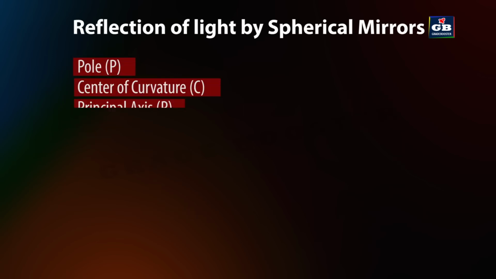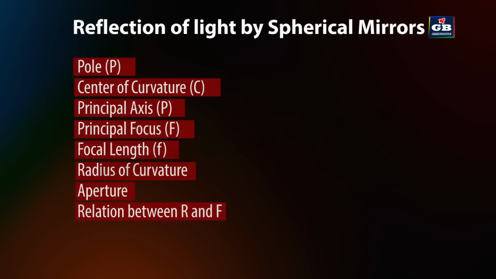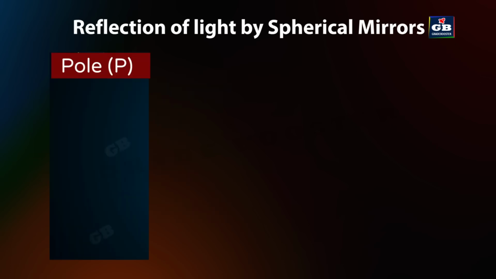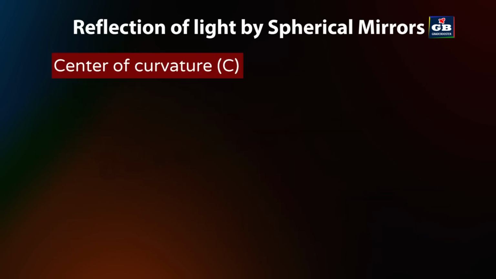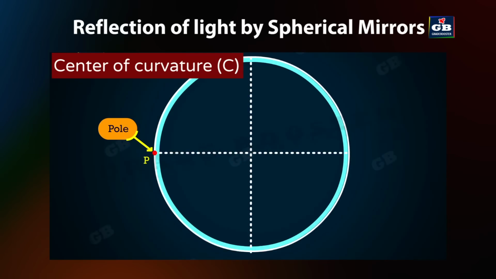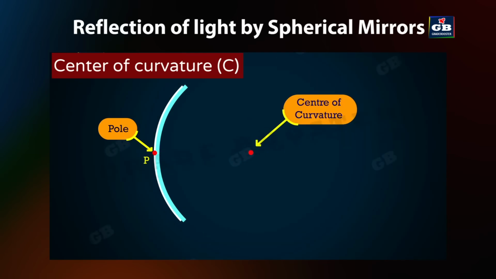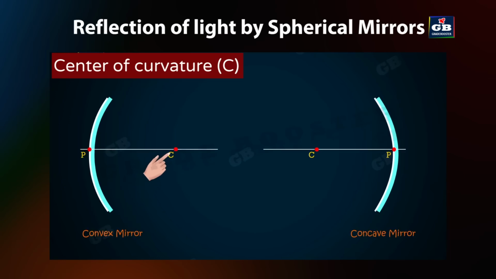To understand reflection by a spherical mirror, we need to know certain terms. Pole. The center point of the reflecting surface of a spherical mirror is called the pole. It lies on the surface of the mirror. Pole is denoted by the letter P. Center of curvature. The center of curvature is the center of the imaginary sphere from which the spherical mirror is derived. It lies behind the mirror in case of a convex mirror and lies in front of the reflecting surface of a concave mirror. It is represented by the letter C.